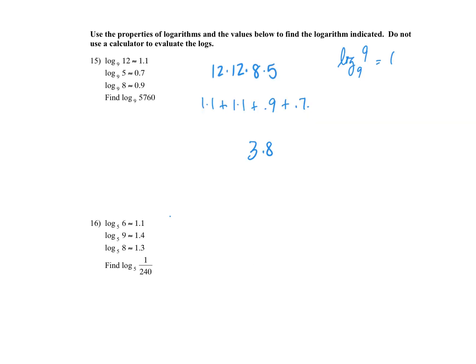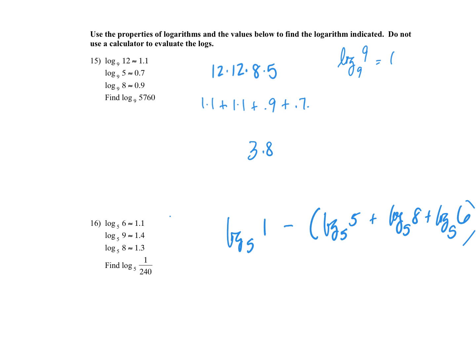So this one would be log base 5 of 1 minus, and 240 is log base 5 divided by 5. So log base 5 of 5 plus log base 5 of 8 plus log base 5 of 6, because 8 times 6 times 5 is 240. But since the 240 is in the base, we're going to subtract all of those.